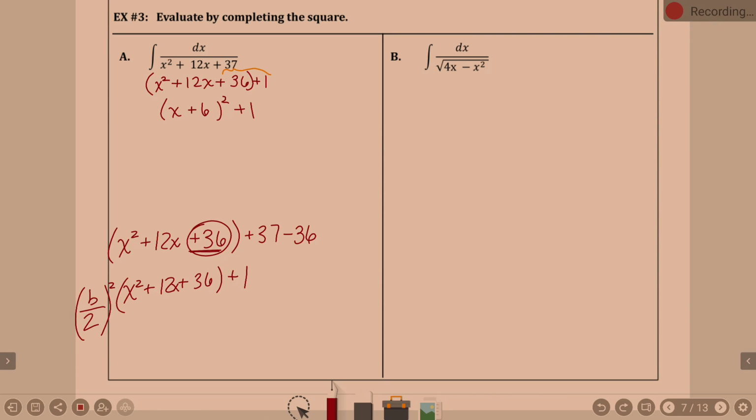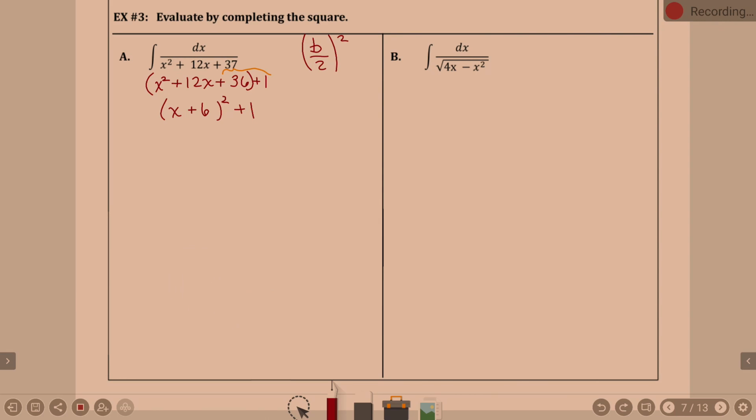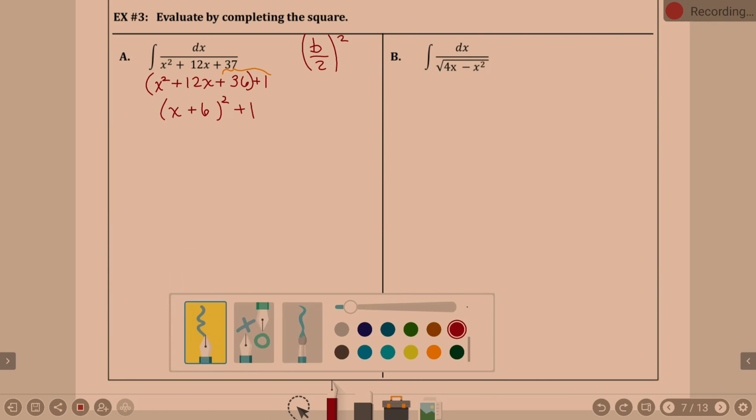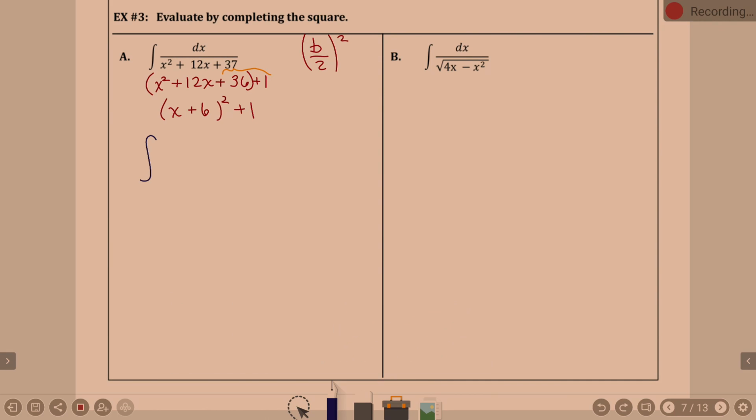And by the way, that formula we used was b over 2, squared. Okay. Now, let me rewrite where we're at. We're integrating dx over x plus 6 squared plus 1. I heard you guys whispering out there. I don't know where you ended up, but I heard discussion.